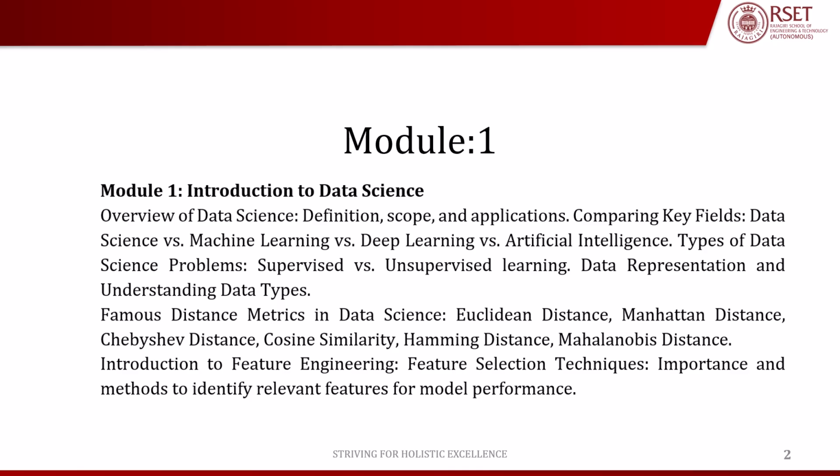Specifically, we will see the classical Euclidean distance, then Manhattan distance, Chebyshev distance, cosine similarity, Hamming distance, and Mahalanobis distance. Then we will go to an introduction to feature engineering, and to be specific, we will see feature selection techniques. We will see two or three major feature selection techniques. So that is all what Module 1 is going to handle. So let's begin the course.